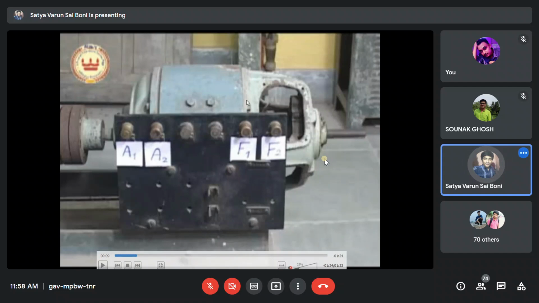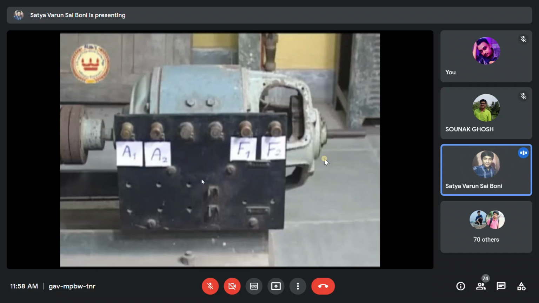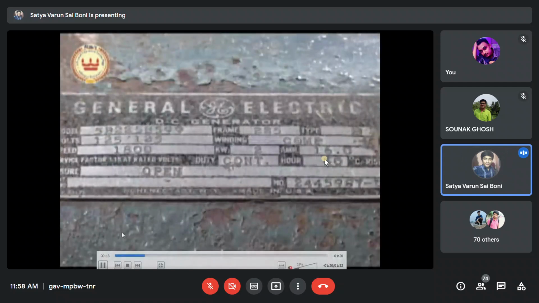See, this is the machine, with A1, A2, F1. This is called the yoke, the upper part, which covers the rotor and also the armature. You can see here they removed the paint. Let me show you, they are removing the paint.